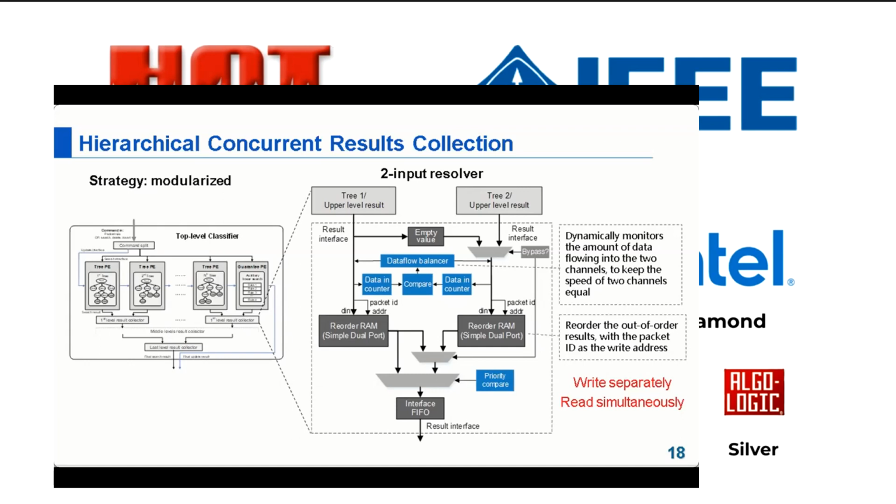The second issue is that the speed of producing results of different trees is not the same, which might result in overflow for one RAM. We designed a data flow balancer accordingly, which dynamically monitors the amount of data flowing into the two channels and controls the bus interface in real time, so that the input speed of the results on both sides is roughly equal.